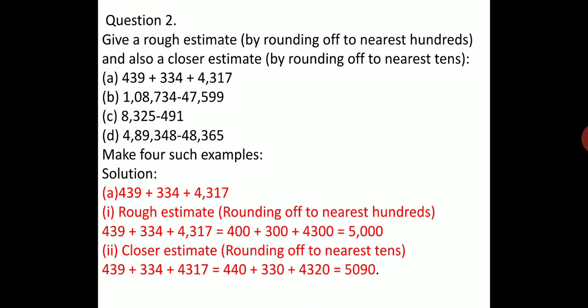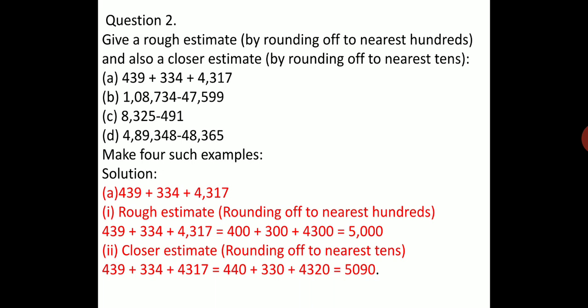You can see 439 becomes how much? 400. 334 becomes how much? 300. And 4317 becomes 4300, and the addition of all this comes to 5000. Now second, the closer estimate to the nearest tens. What is the estimate of 439? It is 440.